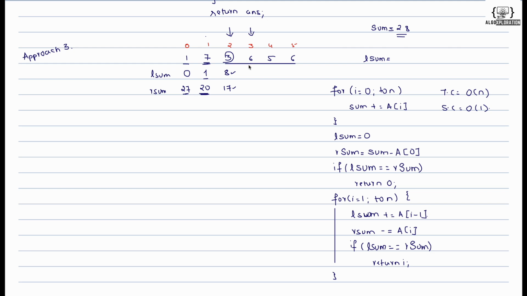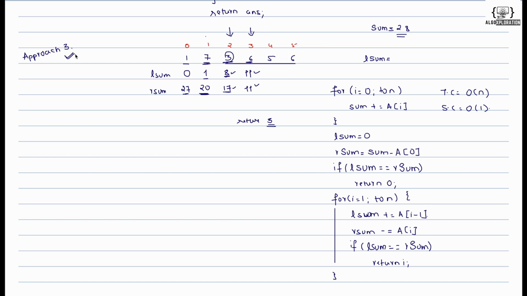Here I am going to add 3 with 8, so it will be 11. Now to calculate the right sum, subtract 6 from 17, that will be 11, right? So these two are equal, so return 3. So in this way you are going to solve this problem using approach 3.